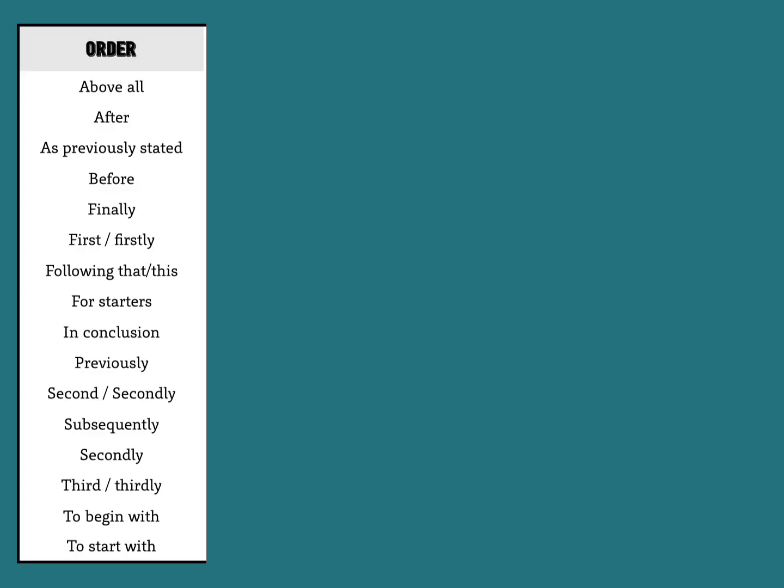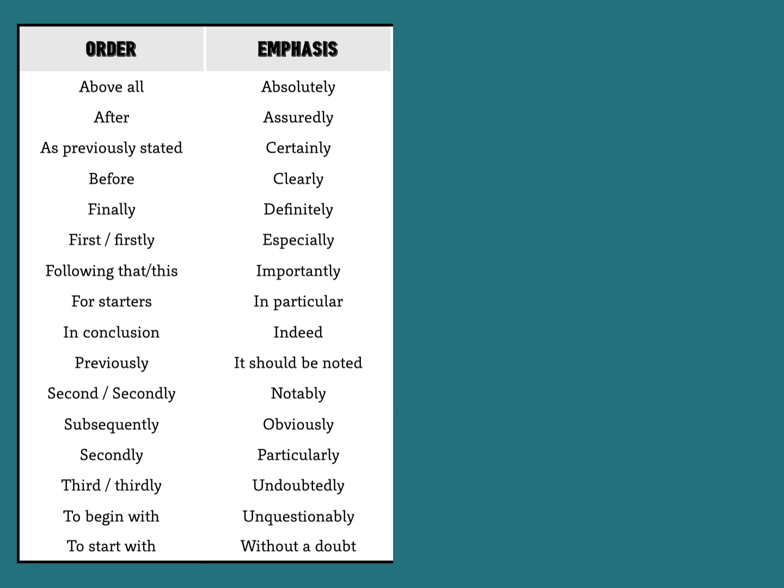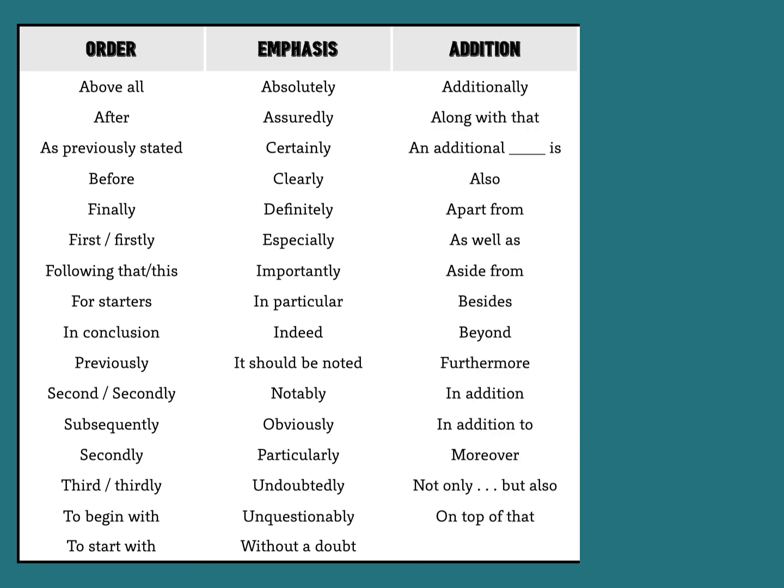There are transition words that are related to order. They help keep things proceeding in an organized fashion. These are some of them. And as you can see, some of them are actually phrases like as previously stated. These are transitions that maintain order within your writing. Then you have transition words that add emphasis: absolutely, assuredly, certainly. You also have transition words that are used for addition. You're going to add to what you just said. Additionally, blah, blah, blah. Moreover, blah, blah, blah.